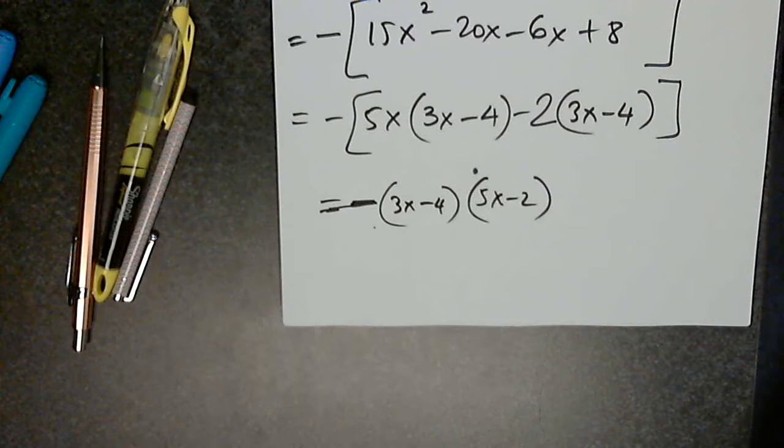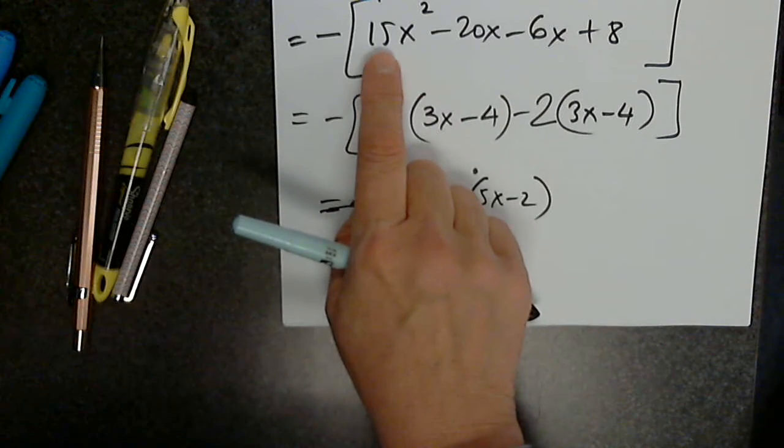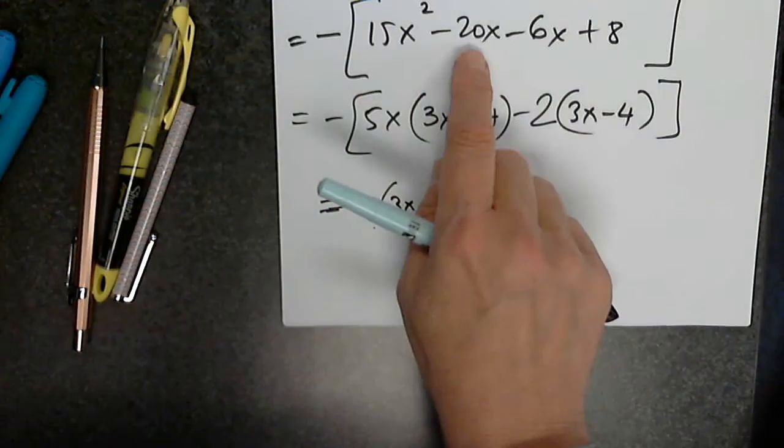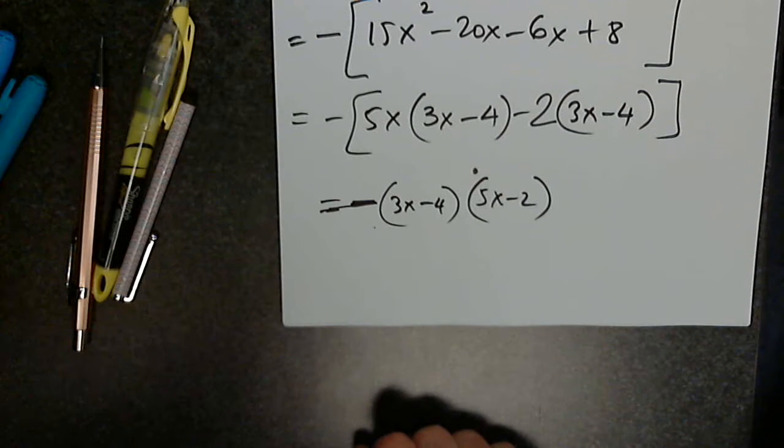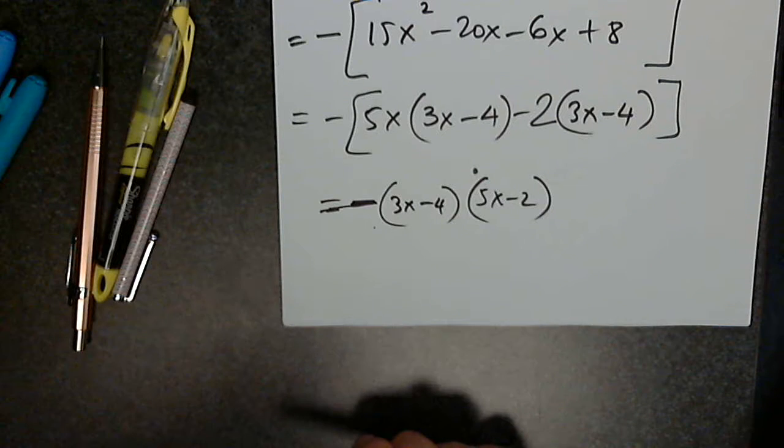Can we look at applications now? I'm sorry? You mean this one here? 5x times 3x is 15x squared. 5x times negative 4 is negative 20x. Is that okay?